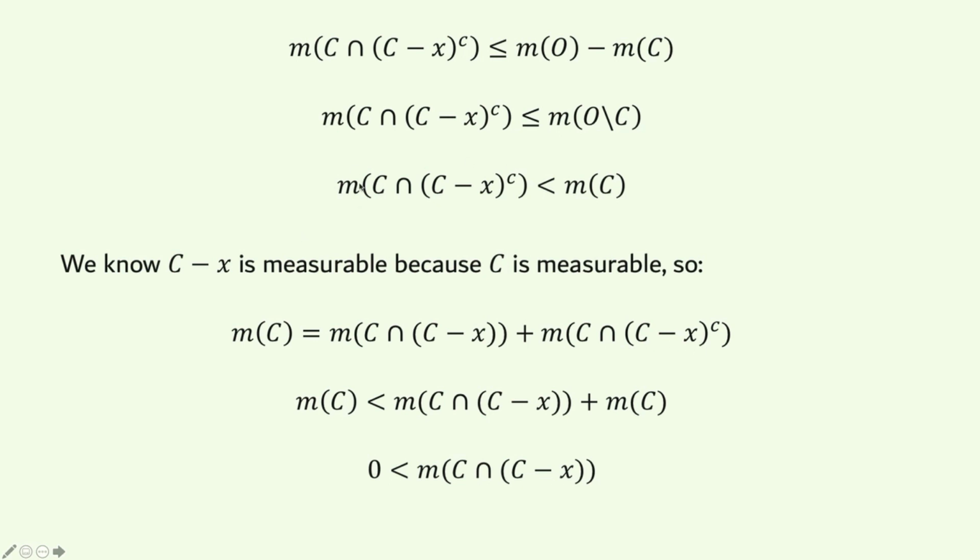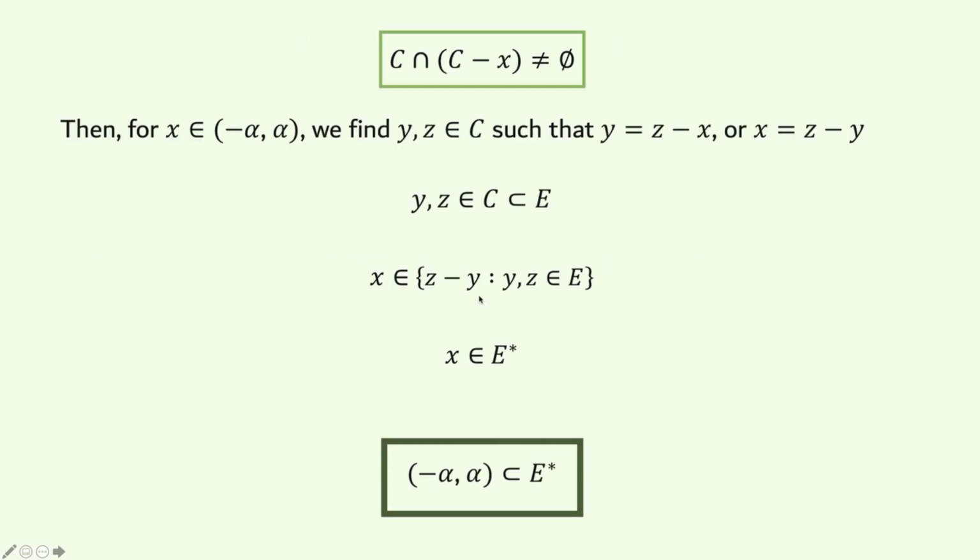We showed that this is strictly smaller than the measure of C. So canceling the measure of C on both sides, we then have that the measure of C intersection C minus x is greater than 0. And so this and this are measurable sets, so the intersection is measurable. And so since the measure of this measurable set is strictly positive, we know that the intersection isn't empty, right? There has to be some values there that are contributing to this positive measure. And so the intersection is then not empty.